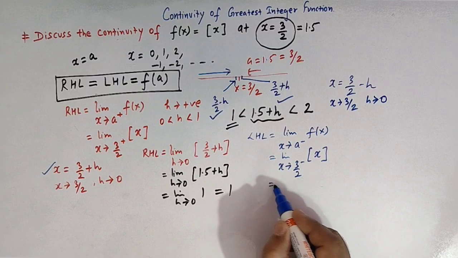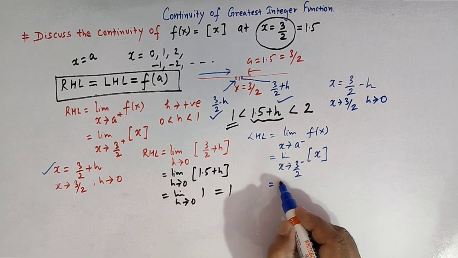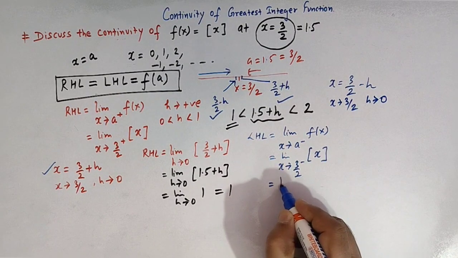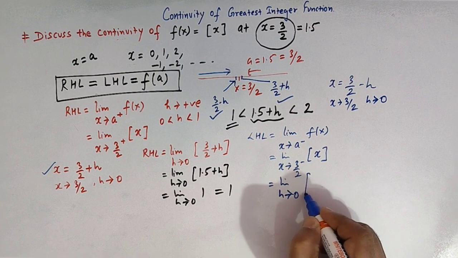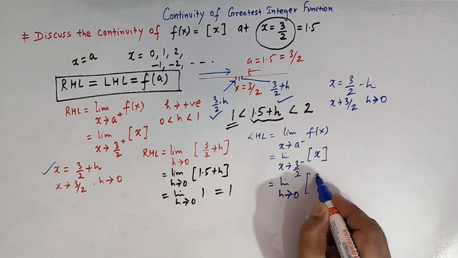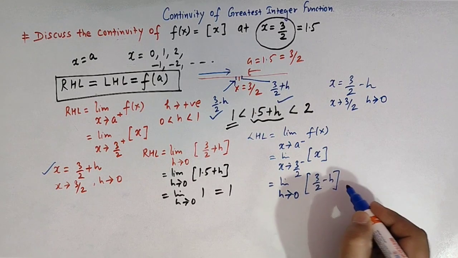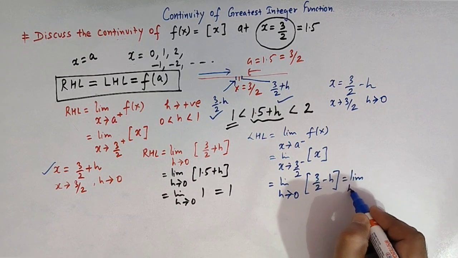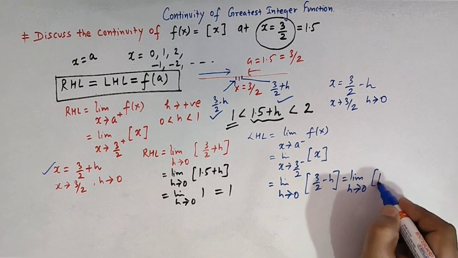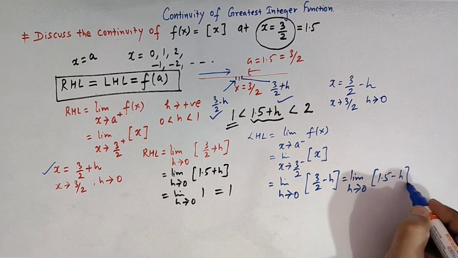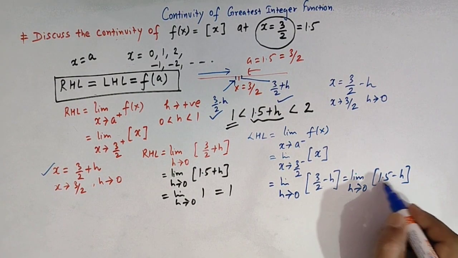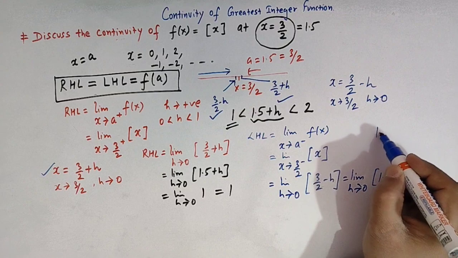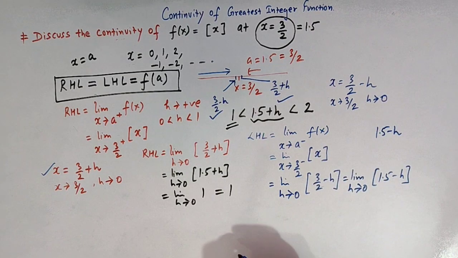So now here we can write this limit in terms of h. So we have limit h tends to 0, and here we have greatest integer of 3 by 2 minus h, which is limit h tends to 0, and here we have 1.5 minus h. So now let us take this quantity, that is 1.5 minus h, right?